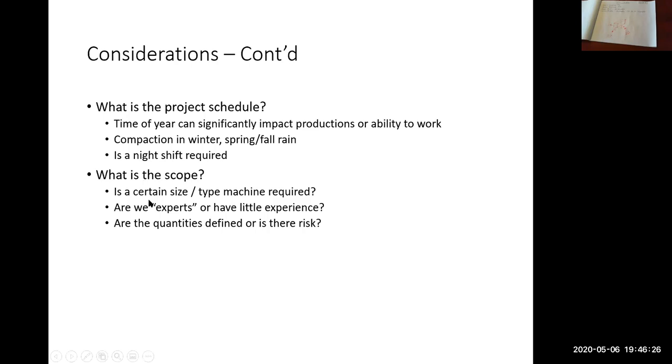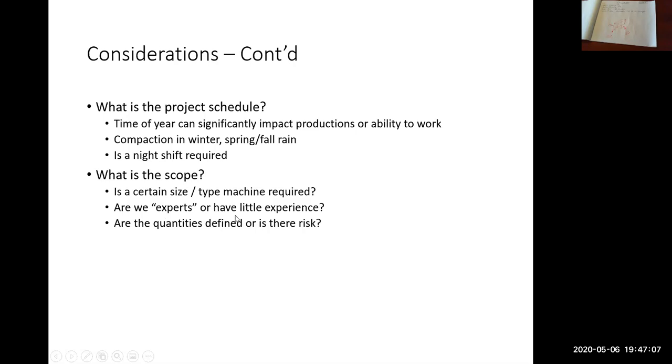What is the scope? So are certain sizes and types of machines required? For example, if you have to dig a really deep hole, you know, that's 10 meters deep, and there isn't room to build a ramp down into the hole, maybe you have to dig the hole from the top. So maybe you need a long reach excavator. You know, that's an example of what the scope of work is, and do you have room to use different options for equipment?